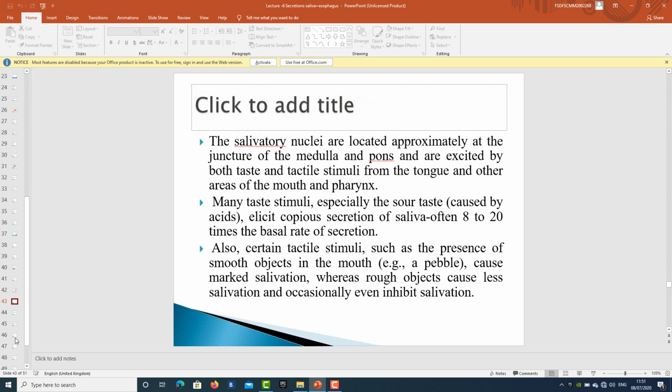The salivatory nuclei are located approximately at the juncture of the medulla and pons, and they are excited by both taste and tactile stimuli from the tongue and other areas of the mouth and pharynx. Many taste stimuli, especially the sour taste caused by acids, elicit copious secretion of saliva, often 8 to 20 times the basal rate of secretion. Also, certain tactile stimuli, such as the presence of smooth objects in the mouth like a pebble, cause marked salivation. Rough objects cause less salivation and occasionally even inhibit salivation.